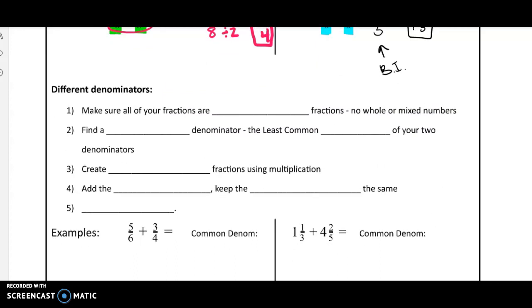All right, so when we have different denominators, we need to make sure that our fractions are improper. And that means that we have no whole numbers or mixed numbers. Then we need to find a common denominator. And that means that we need to have the least common multiple of your two denominators. So this needs to be multiple.